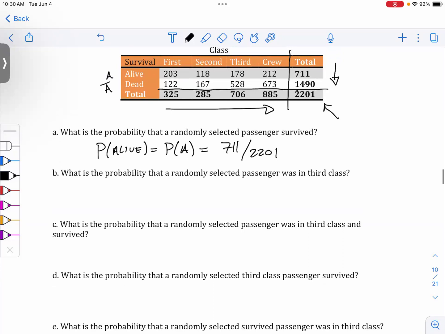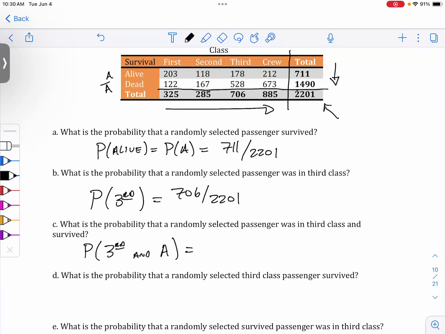What is the probability that a randomly selected passenger was in 3rd class? Probability 3rd. Again, whatever notation is helpful to you, that's what you want to emphasize. Probability 3rd, there's 706 people in 3rd class out of 2201. What is the probability a randomly selected passenger was in 3rd class and survived? Probability 3rd and alive.